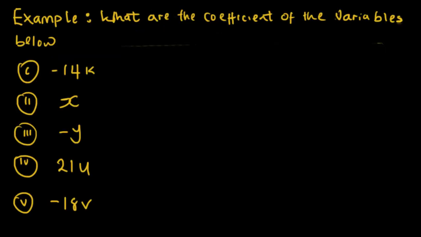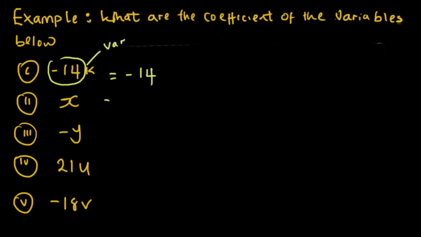Alright, we've got this question. What are the coefficients of the variables below? I, minus 14k. Now remember, k is the variable, the number multiplying the variable is the coefficient, so the coefficient is minus 14. Do you understand?